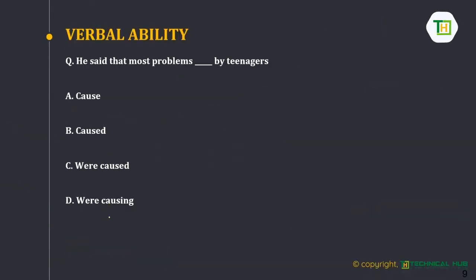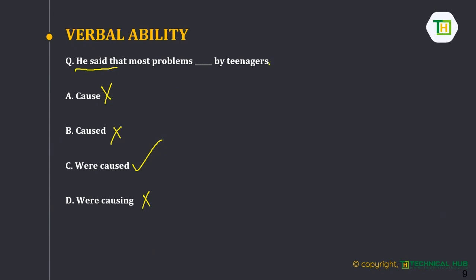Now, he said that most problems dash by teenagers. So, can you say cause? Most problems cause, no. Because already the sentence has passed and it should be coming in the past. Caused, simple past. We cannot go with simple past. He said that most problems were caused by. Were causing we cannot say because already it is in the indirect form, so we cannot use this. Were caused by teenagers.